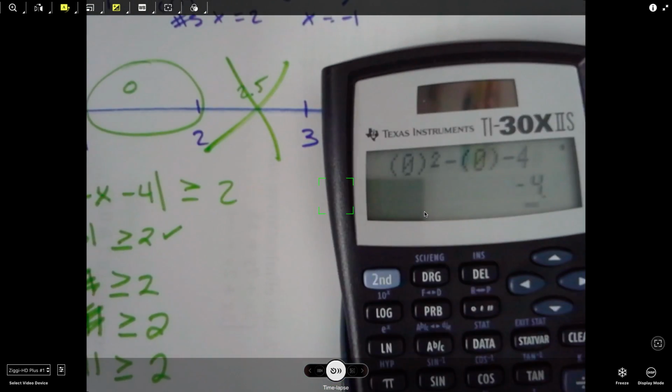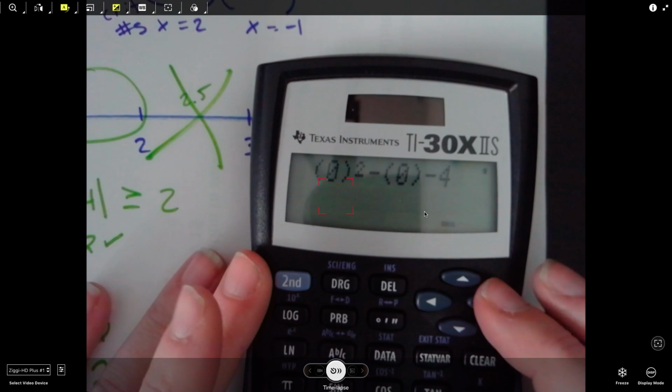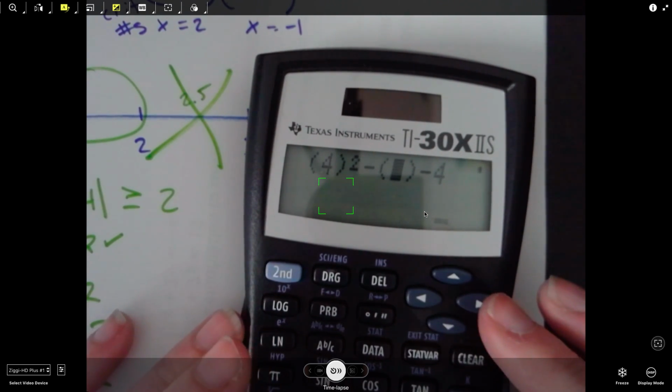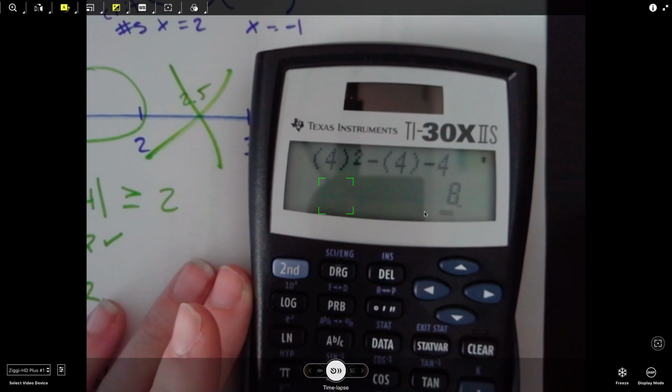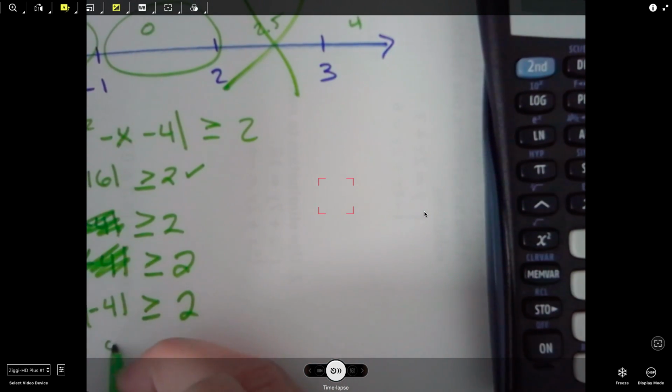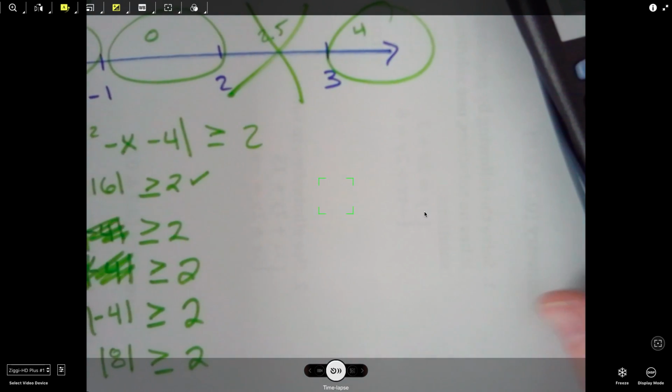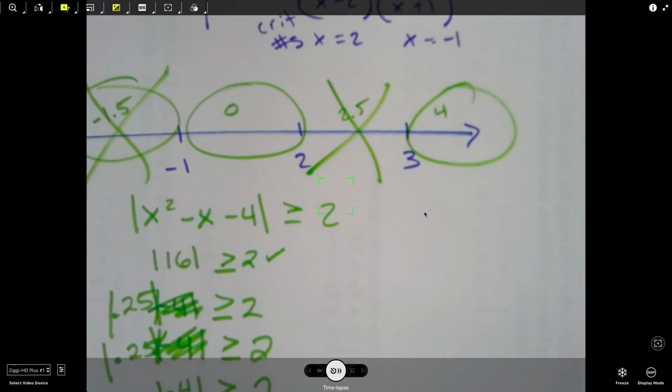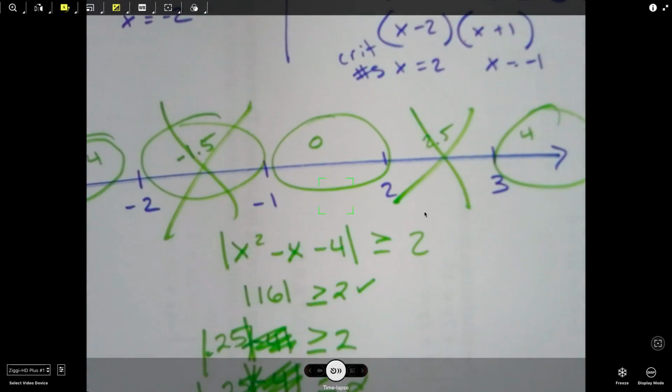Okay, now if we plug 4 in, 4, enter, 8. The absolute value of 8 is greater than or equal to 2. That one works. Holy cow. So our number line that we've got going on here is this thing.